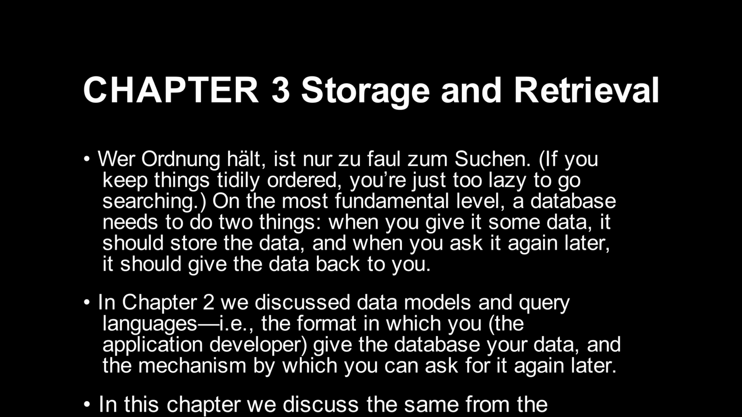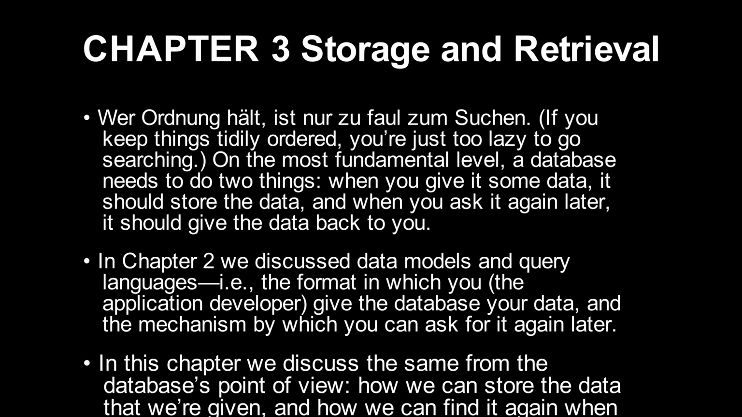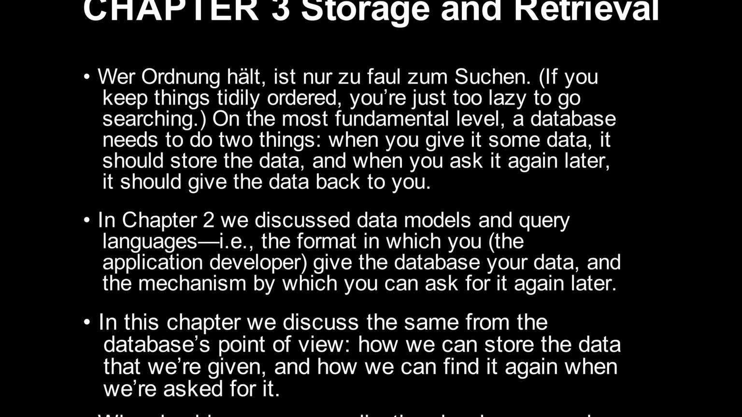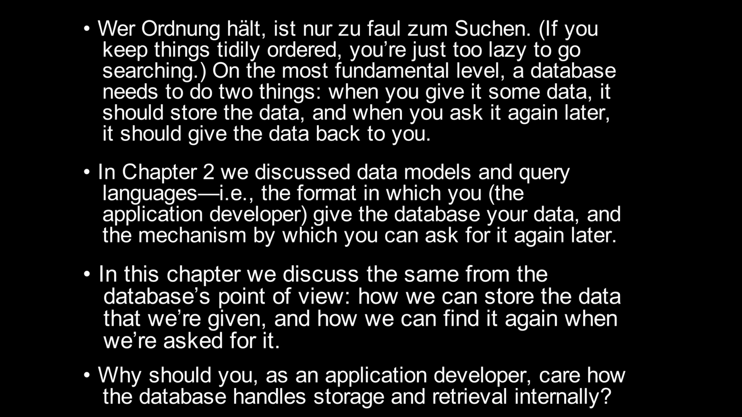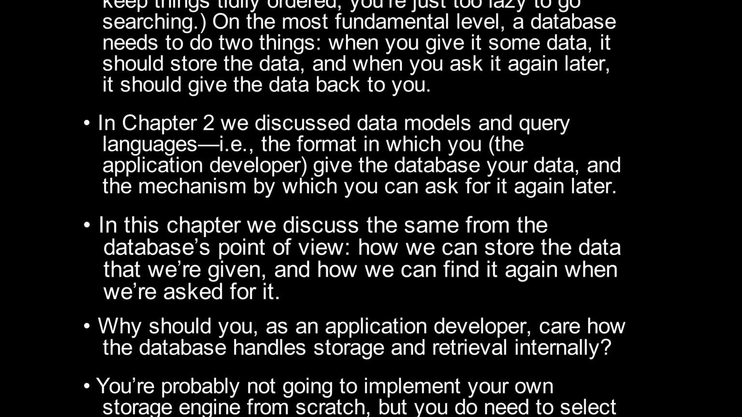In Chapter 2 we discussed data models and query languages, i.e. the format in which you, the application developer, give the database your data, and the mechanism by which you can ask for it again later. In this chapter we discuss the same from the database's point of view: how we can store the data that we're given, and how we can find it again when we're asked for it.